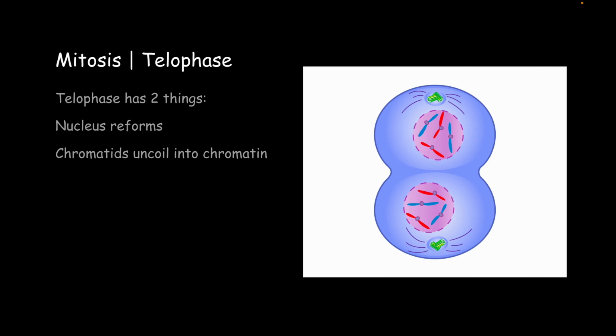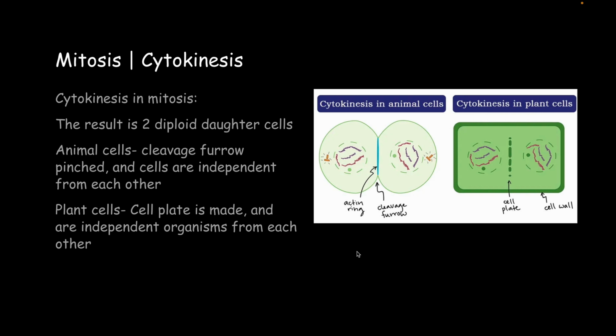The nucleus is going to reform, and then the chromatids are going to uncoil into chromatin. Don't get those two words confused: chromatid, chromatin. Chromatin's more like the spaghetti-like DNA, and then chromatids are like one side of a chromosome. So please, for the love of God and everything that is good, do not mix those two up, because it's not fun. And then we have cytokinesis.